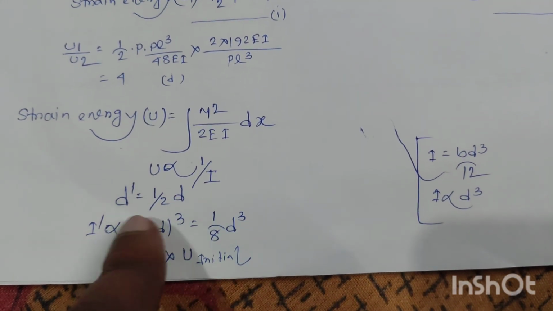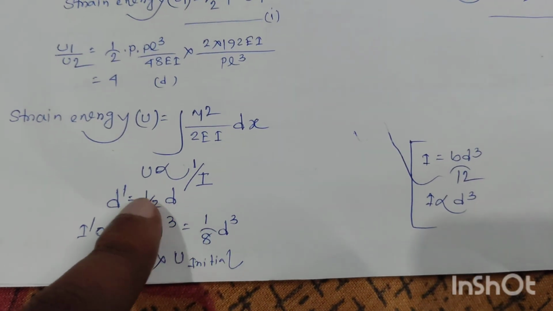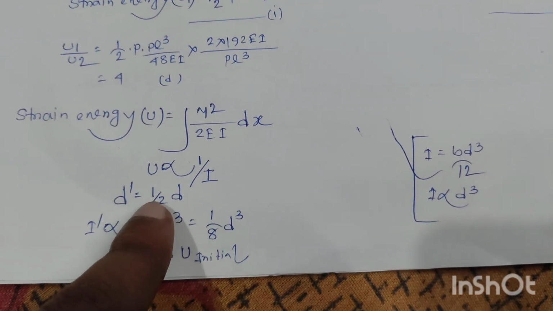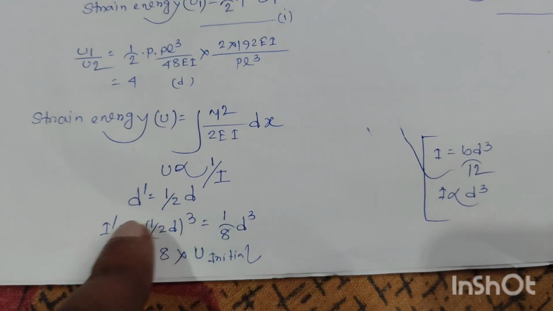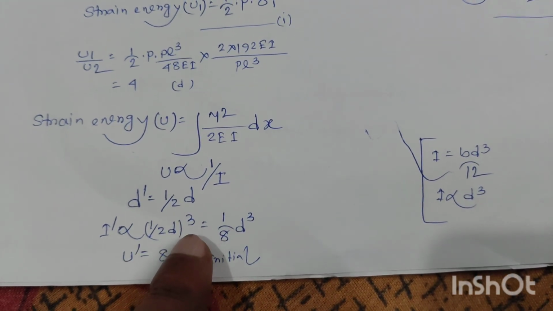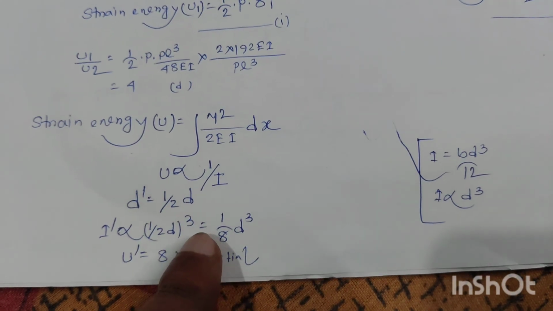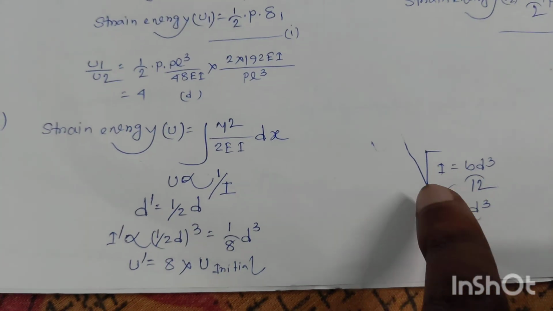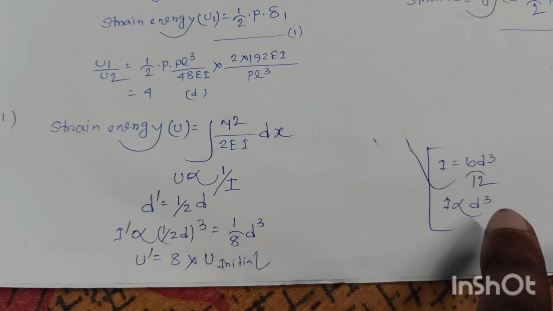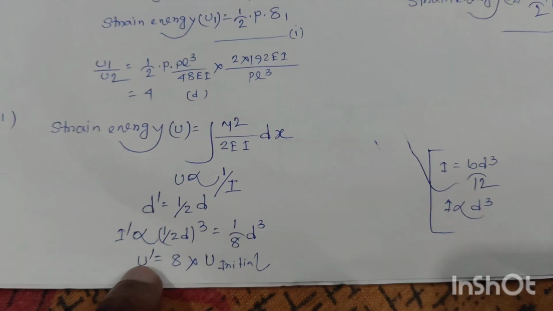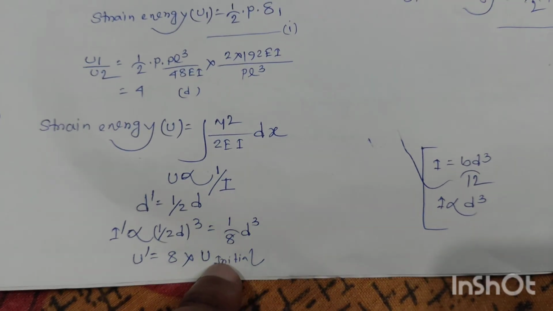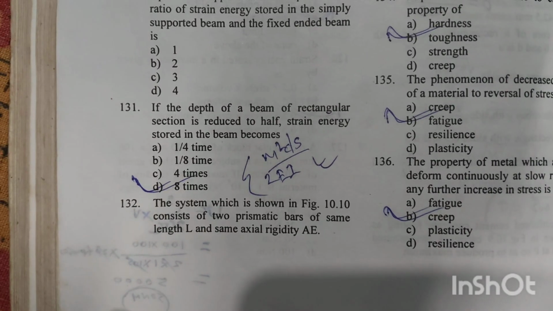So we can write from this equation strain energy U is inversely proportional to the moment of inertia of the section of the beam. Now if the depth gets half, that means D dash equal to half into D. So I dash will be equal to 1 by 2 D cube, that means 1 by 8 into D cube, because we know I equal to BD cube by 12. So from this I is proportional to D cube. So if we calculate, U dash will be equal to 8 into the initial strain energy. D is right answer.